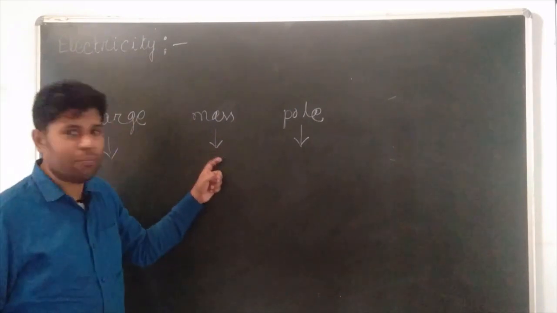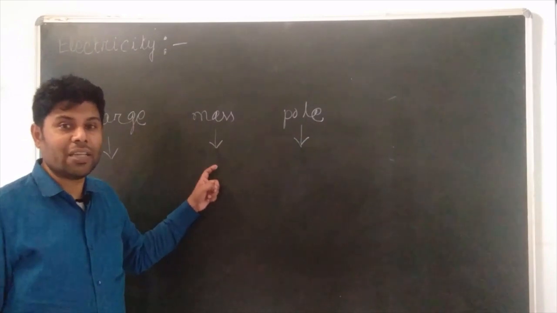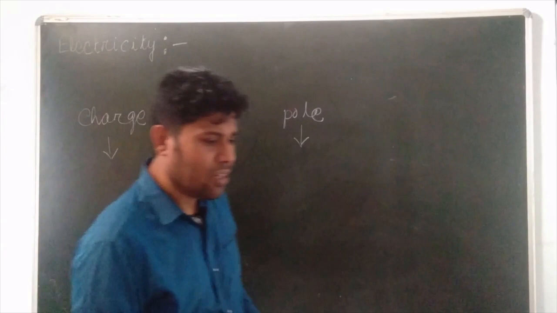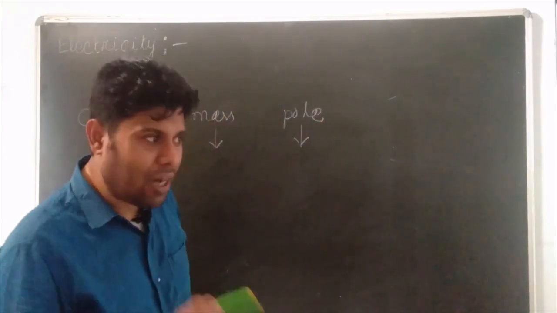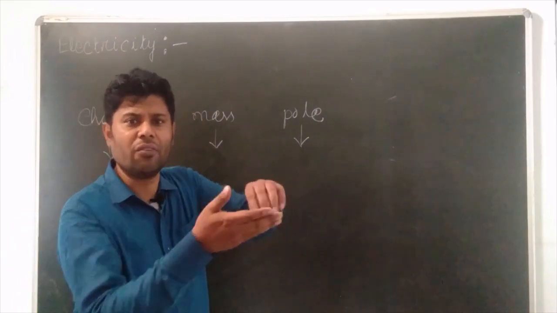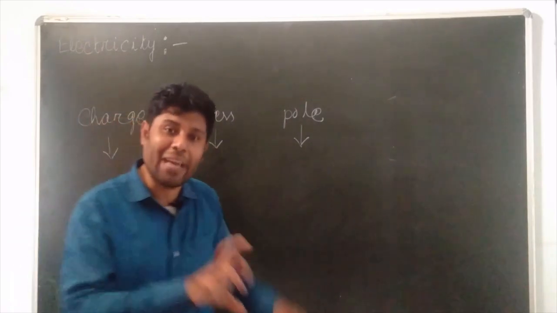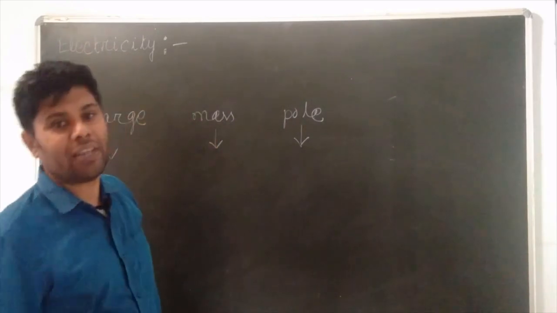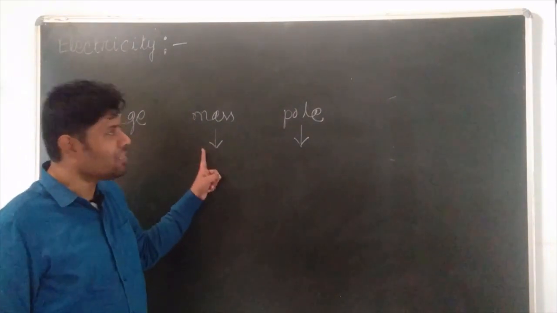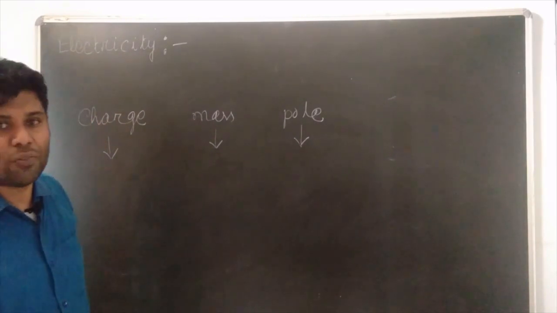So what do you mean by mass? That is taught in class 9th. Mass is a fundamental physical quantity which is responsible for producing the gravitational force. Mass creates the gravitational force. Suppose I am holding this chalk, I'll leave it, then it will fall. With the help of a non-contact force, it is reaching the ground. What is the name of this non-contact force? It is nothing but the gravitational force. So mass is a fundamental physical quantity which creates the gravitational force.